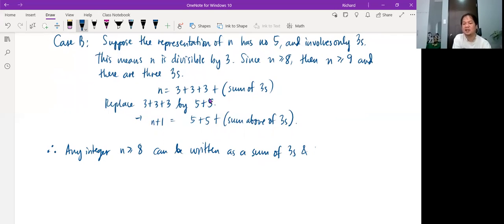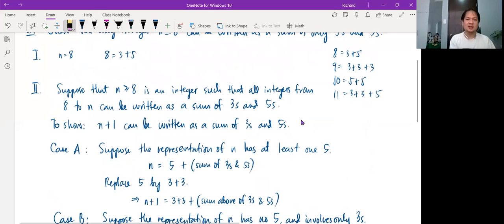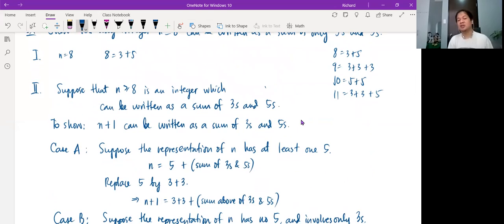There is only one other thing that I am going to change in the proof, because it turns out that our proof doesn't even need strong induction. To come up with the representation of n plus 1, we only relied on the representation of n. We only step one step backwards. So let me change step to: suppose that n is an integer which can be written as a sum of 3s and 5s.